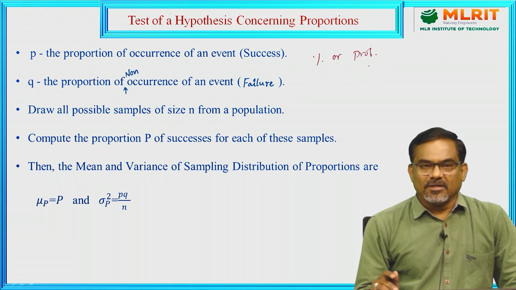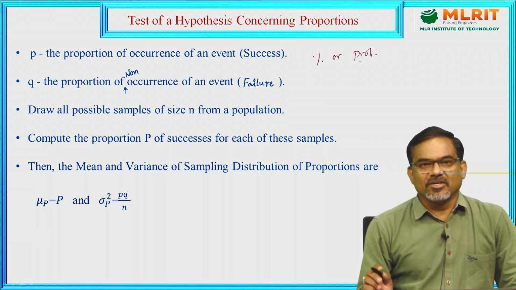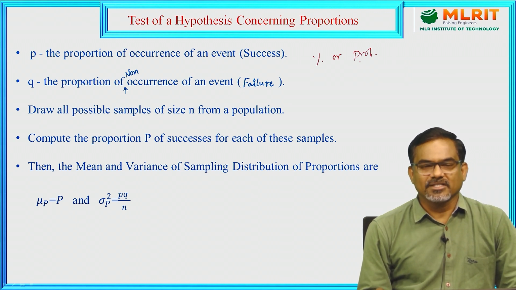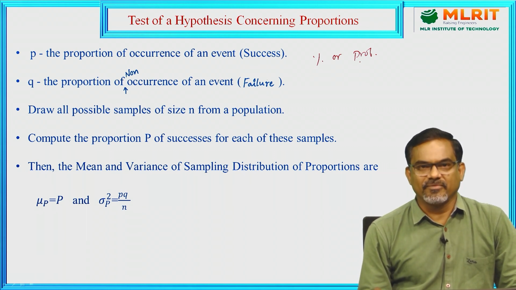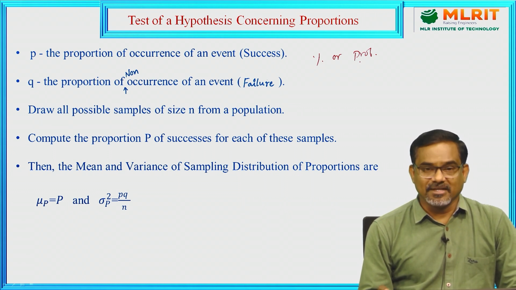Now, let us consider an experiment, and here we divide the outcomes into two exclusive cases, the occurrence and non-occurrence of an event. Occurrence means we consider it as success, non-occurrence means it is a failure. Let us denote p as the proportion of occurrence of an event, that means the proportion of successes, and q the proportion of non-occurrence of an event, which is called failure. Let us consider a population and draw all possible samples of size n from that population, and now compute the proportion P of successes for each of these samples.